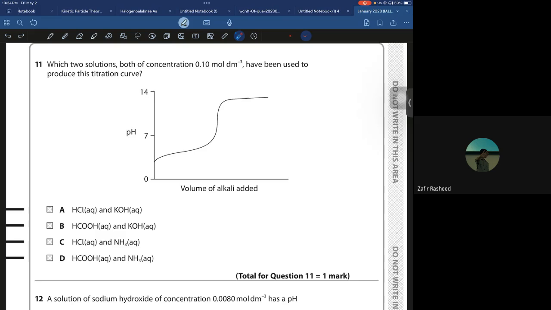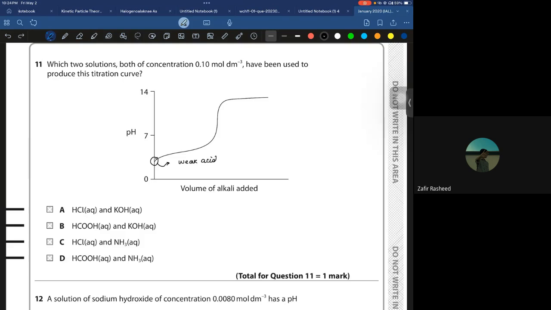That's an important point. Remember, the graph is starting in the middle. It may be pH 4, it may be pH 3, which means that it's not a strong acid. So this option is incorrect. It may be B, it may be C, because this pH shows that it's a weak acid.